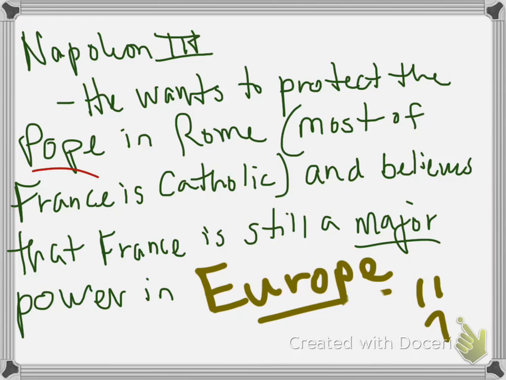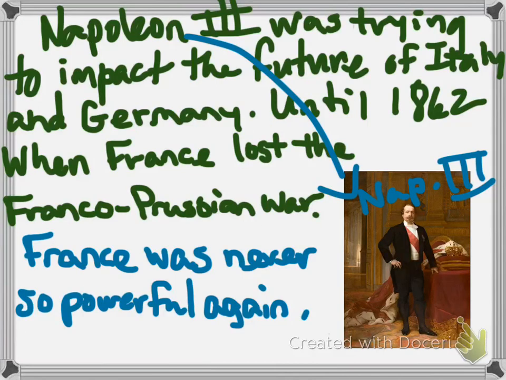Now, most of France is Catholic. That's why they want to protect the Pope. And he believes that France is still a major power in Europe. He is crazy. France is so much weaker than they have any idea. Now, Napoleon III was trying to impact the future of Italy and Germany until 1862, when France lost the Franco-Prussian War. Napoleon will actually go to the battlefield himself, and he will give up for the French. Now, France was never so powerful again. They are 60 years removed from Napoleon's power, and truly, if you think about when Napoleon was running France, they were only powerful for about 5, 6, 7 years. A lot of it was propaganda.